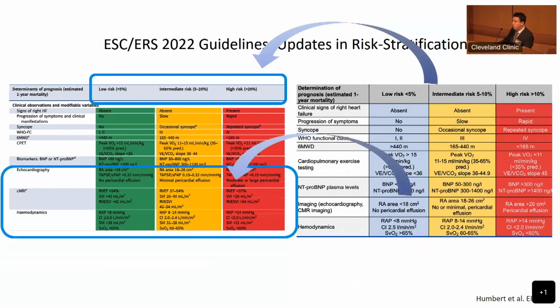They also introduced a number of other imaging parameters, including TAPSE over SPAP on echocardiography, as well as some new cardiac MRI findings and hemodynamics, specifically with the introduction of stroke volume index. Stroke volume index has been shown in multiple studies to be a good prognosticator for pulmonary hypertension, with a lower stroke volume index being associated with a poor prognosis.